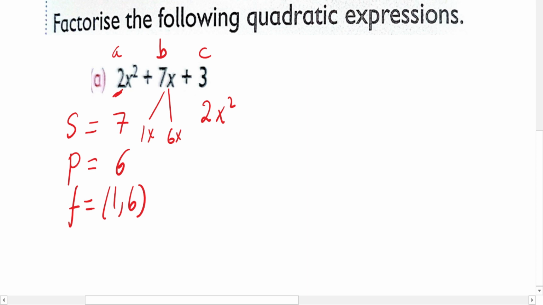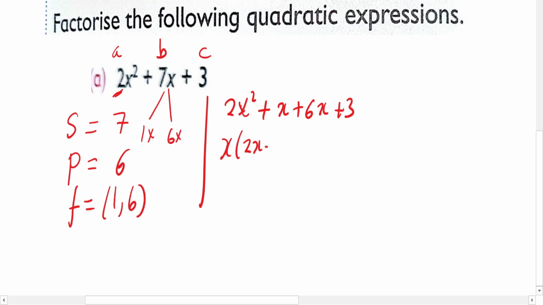So you're going to get 2x squared plus x, which is 1x, plus 6x plus 3. So factorize the x. You get x into bracket 2x plus 1. If you factorize this, 2x squared divided by x gives you 2x, and x divided by x is 1. Now factorize this one as well. The common factor is 3, sorry for that. And therefore you're going to get 2x plus 1.